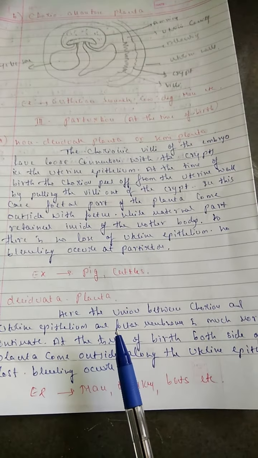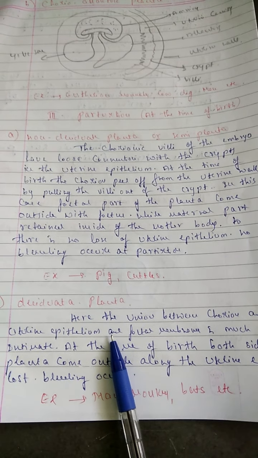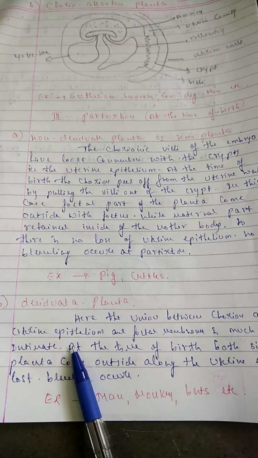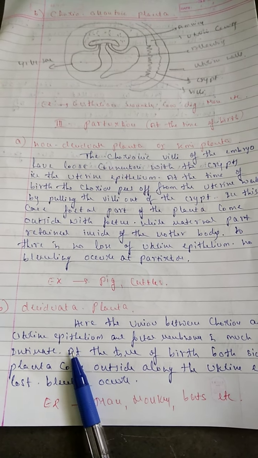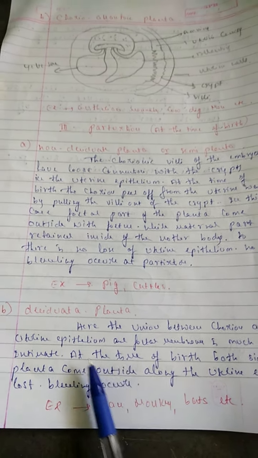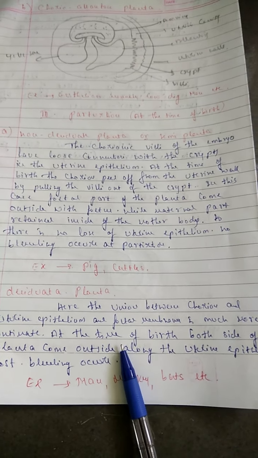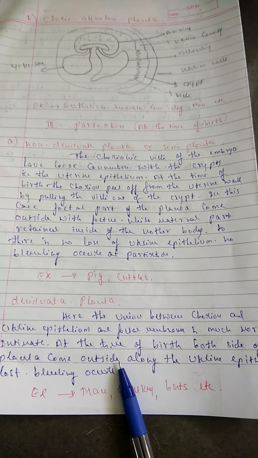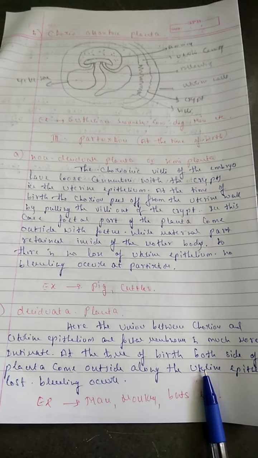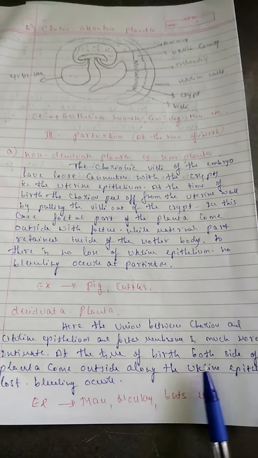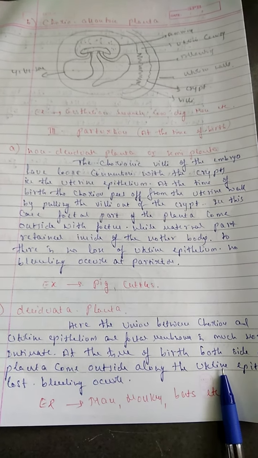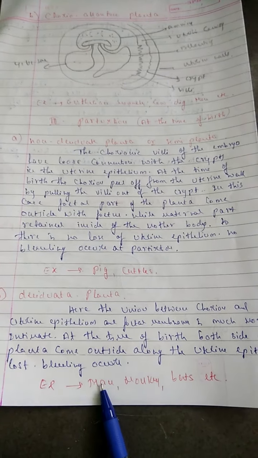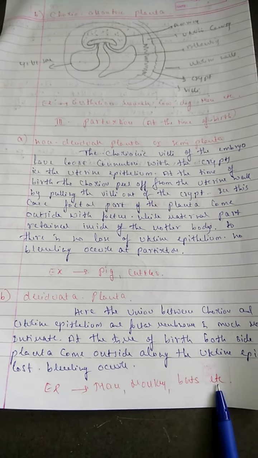Here the union between the chorion and uterine epithelium and the fetal membrane is much more intimate, that is, in much closer contact with each other. At the time of birth, both the maternal side and the fetal side of the placenta come outside along with the uterine epithelium. That means the uterine epithelium will be ruptured and bleeding will occur. Here the examples are man, monkey, bat, etc.